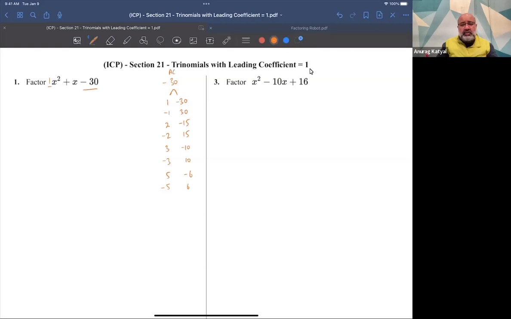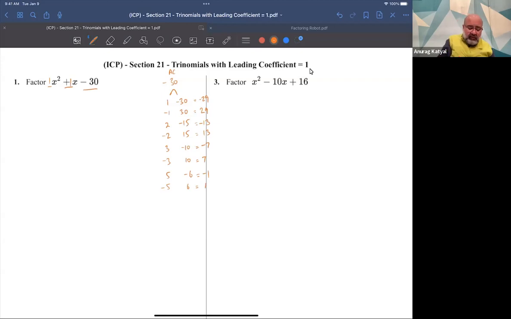Now we have found factors of AC, hence the name AC method. We're looking for a pair of numbers that adds up to positive 1, which is B. So 1 minus 30 is negative 29. That doesn't work. Negative 1 plus 30 is 29. That doesn't work. 2 minus 15 is negative 13. That doesn't work. Negative 2 plus 15 is positive 13. That doesn't work. This is negative 7. This is positive 7. This is negative 1. Close, but not exactly. And then finally, we get negative 5 plus 6 is 1.